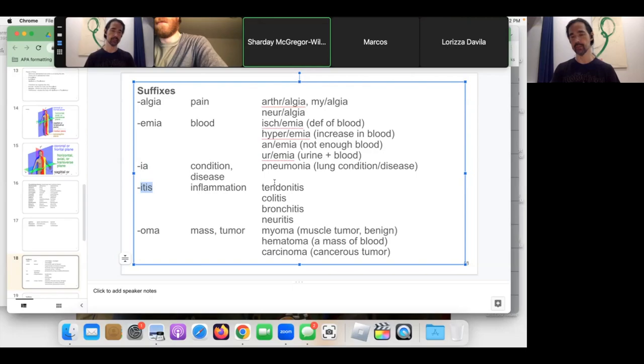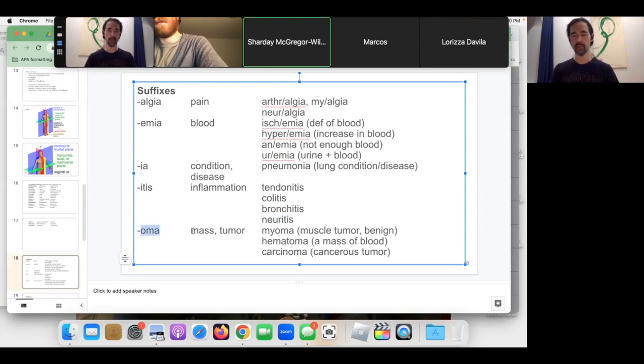Itis is inflammation, really important for us. Tendinitis, inflammation of the tendons. Colitis, inflammation of the colon. Bronchitis, inflammation of the bronchi, the small parts of the lungs. Neuritis, inflammation of the nerves.